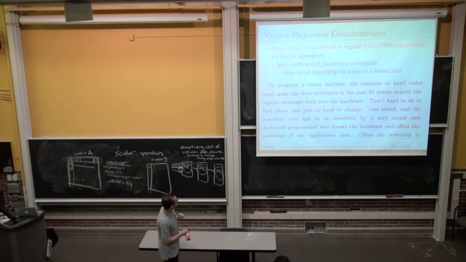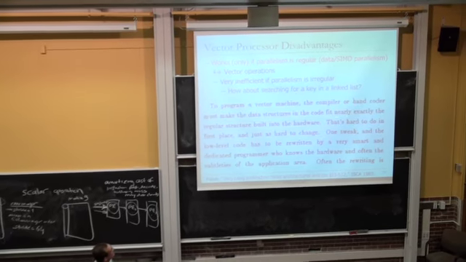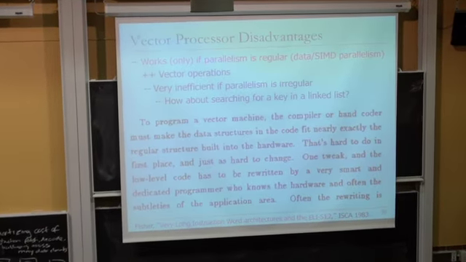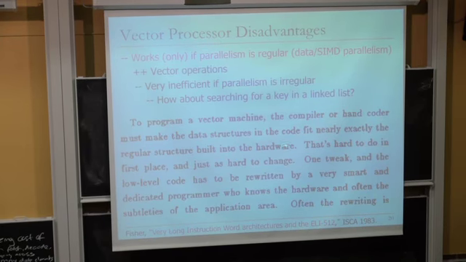So actually, this is from the paper that introduced very long instruction word architectures as an alternative to vector architectures. What Josh Fisher says is, to program a vector machine, the compiler or hand coder must make the data structures in the code fit nearly exactly the regular structure built into the hardware, which is the vectors, right? That's hard to do in the first place, and just as hard to change. So if you want to change the hardware, one tweak, and the low-level code has to be rewritten by a very smart and dedicated programmer who knows the hardware and often the subtleties of the application area.